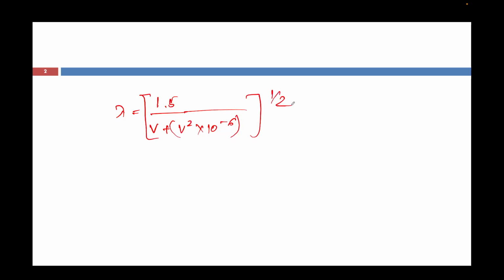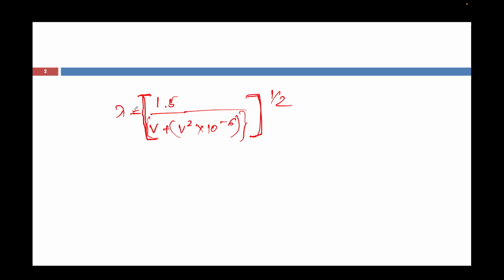So the correct formula is 1.5 divided by the square root of V plus V square into 10 to the power minus 6. So this is 1, and the correct formula is the whole total to the power of 1 by 2. So the square root will come on the entire expression. Last time I missed the square root on the entire expression. I only gave the square root of part of this expression, which was not correct. So thank you for pointing that out. This is the formula that you can use.